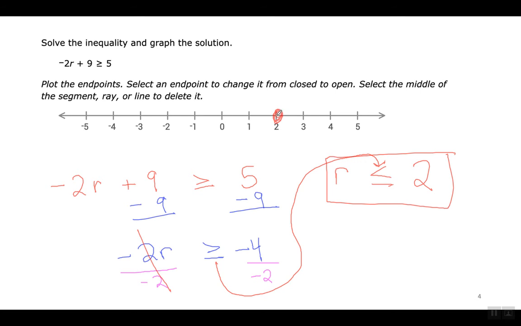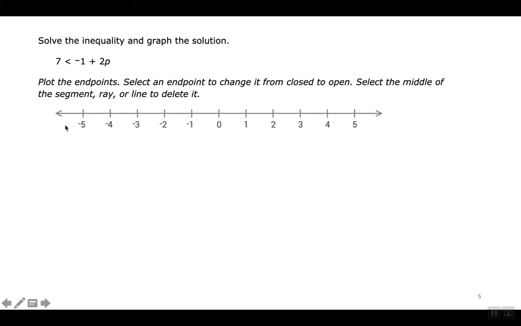I believe that's the graph I just did a second ago. So here it is again. All the numbers less than 2 are this way, to the left. Let's look at another example.